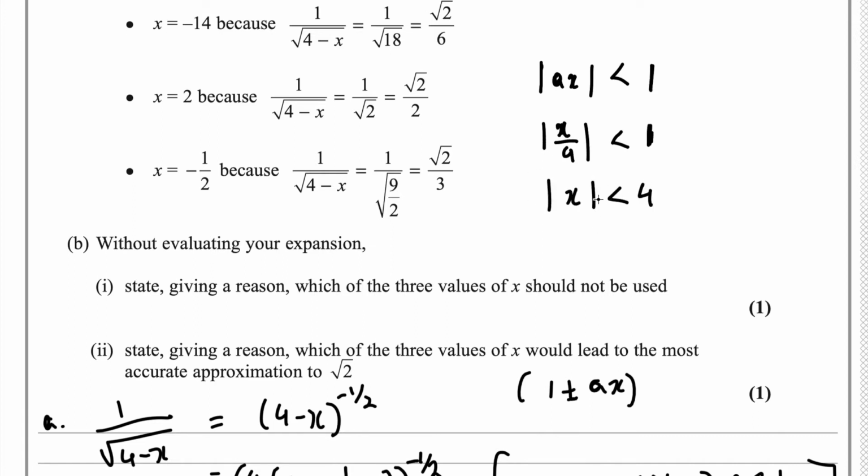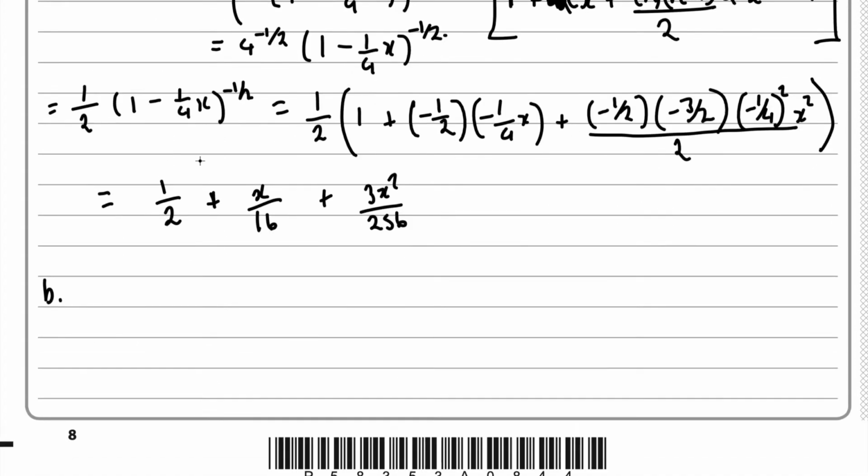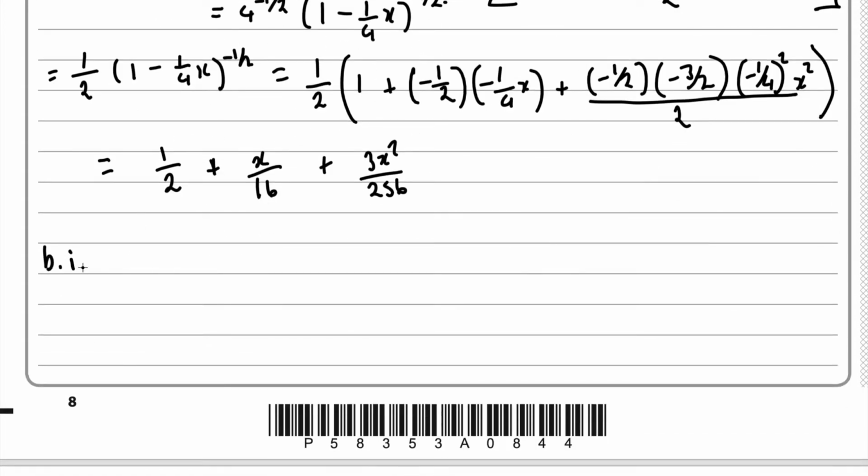The modulus of x has to be less than 4. Now this here is obviously greater, it's outside of that range. So this here instantly can't be used. And the reasoning we're going to give for that is quite simple. So we've chosen that x equals minus 14 can't be used, and that's because x has to be less than 4, and minus 14 is greater than 4, therefore invalid.